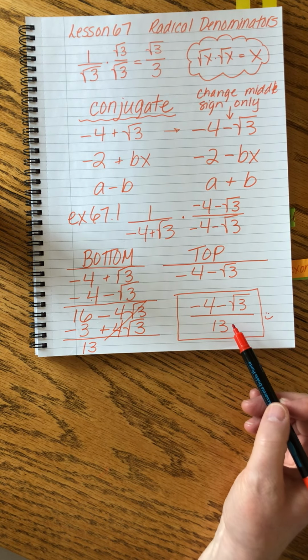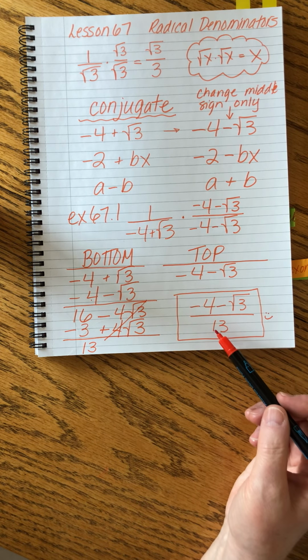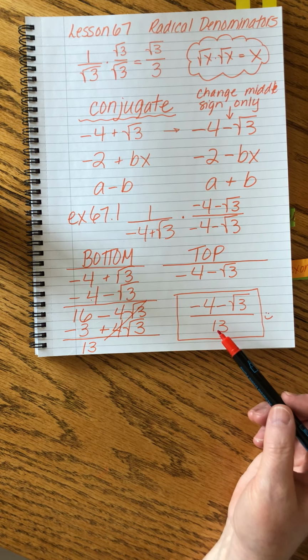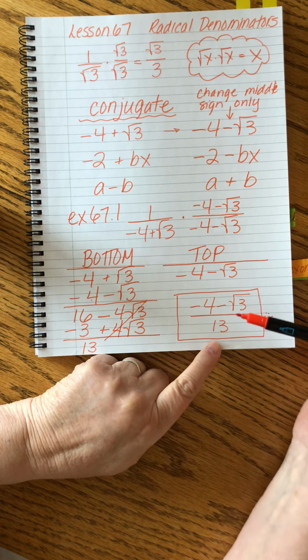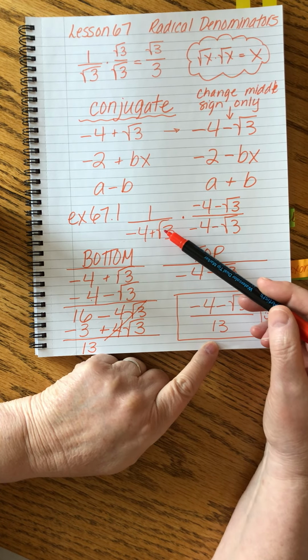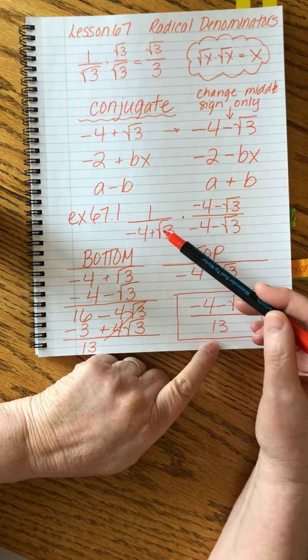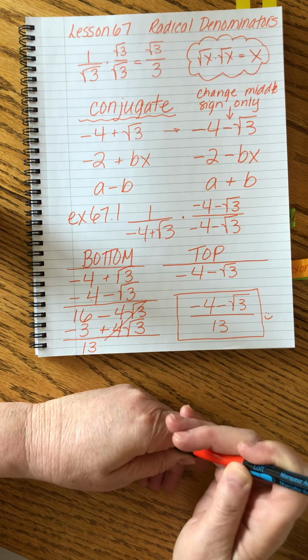And again, I can see if you would argue how is this better than that? Well, I agree, it's kind of messier, but it doesn't have a radical in the denominator, and that's what was really yanking our chain. All right, let's do another one.